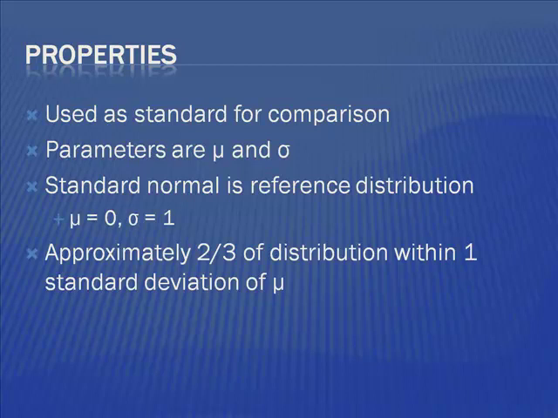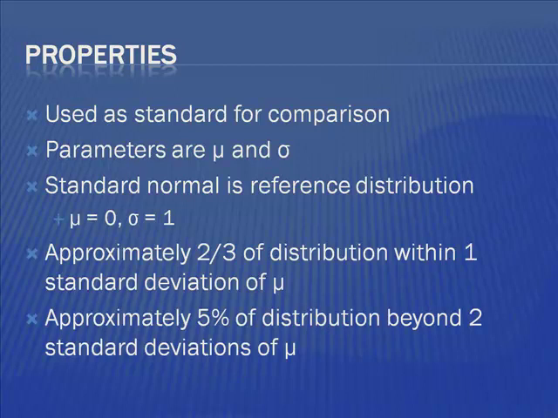You probably are aware that approximately 2/3 of the distribution is within one standard deviation of the mean, so the bulk of the distribution falls close to the mean. You may also know that only 5% of the distribution is beyond 2 standard deviations of the mean. And if we took it a step further to 3 standard deviations, that includes almost everyone: 99.7% of the distribution is within 3 standard deviations of the mean.